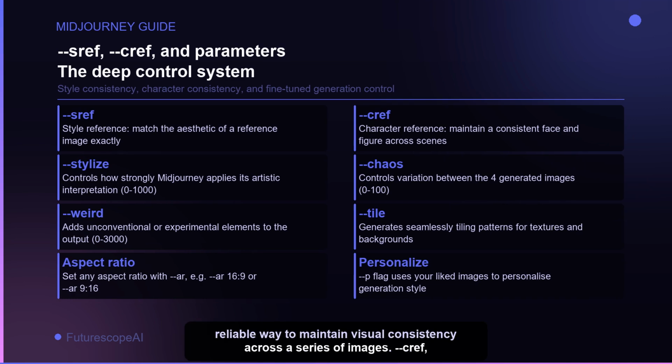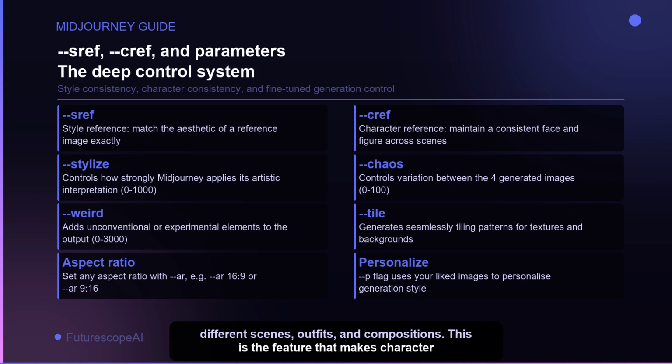cref, the character reference parameter, takes a URL of a face or character and maintains that specific identity across different scenes, outfits, and compositions. This is the feature that makes character sheet generation and consistent narrative illustration possible.